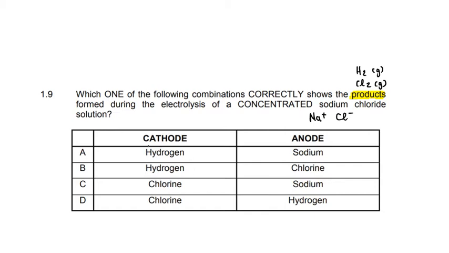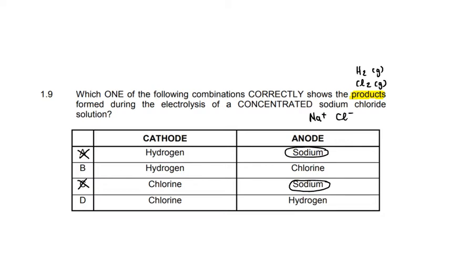If we just quickly ignore this cathode anode situation, I am seeing the sodium in two of the options, which means that they are completely out. I can eliminate those two options immediately because I see sodium. Now I'm left with the two options that have the hydrogen and the chlorine swapped around. So now I need to decide which product is going to go where. Is the hydrogen going to be at the cathode, or is it going to be at the anode, or vice versa?